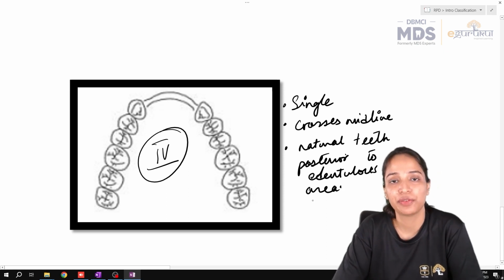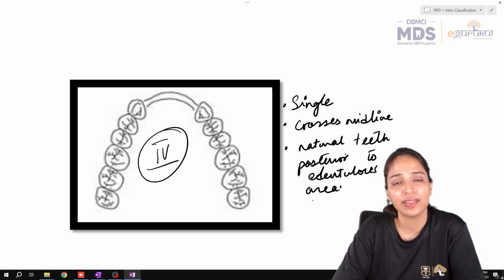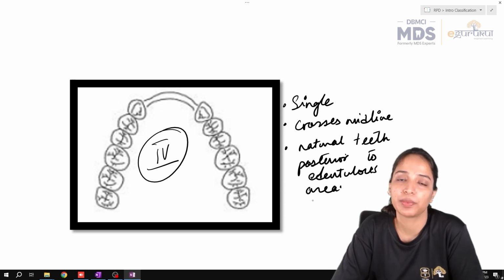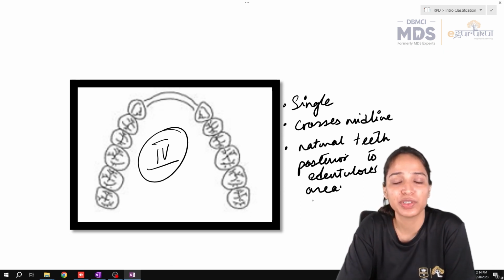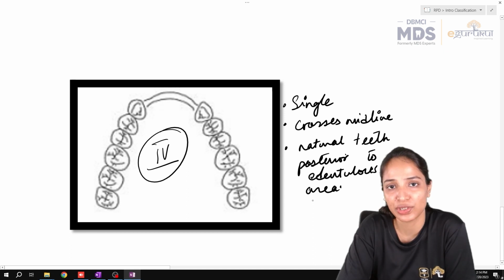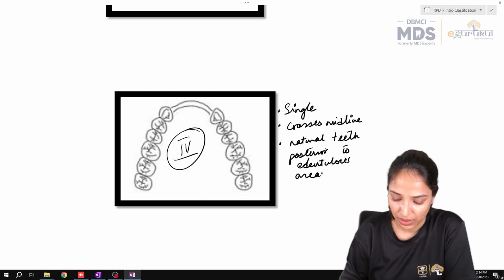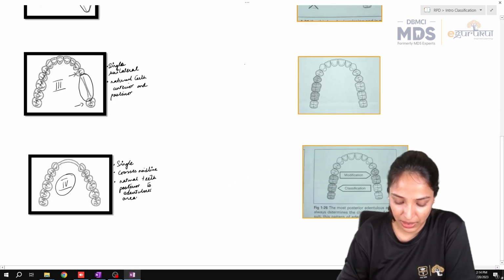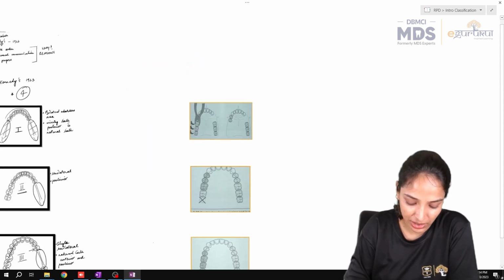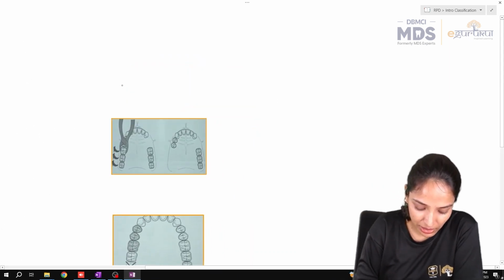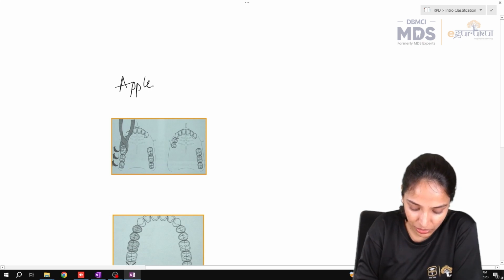So there are mainly 4 different classes of Kennedy. Then there are several modifications that have also been given. But for our learning purposes, we'll just keep these 4 Kennedy classes in mind. You need to practice Kennedy classification very much because it is the essence or foundation of your entire learning of partial dentures. Now, there were certain rules that were given to understand or apply the Kennedy classification. What were they called? They were called Applegate's Rules.